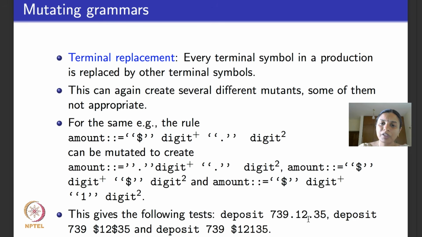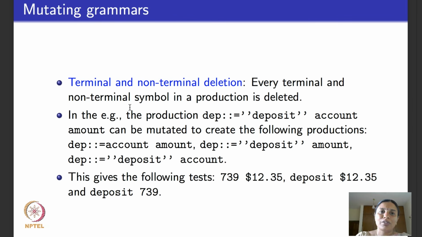If I apply the first mutant, I'll get a test case that looks like this. The program should figure out that this is junk input and handle it. Similarly, if I apply the second mutant, I get a test case which looks like this, which is also junk input, and the program should handle it. The third one is not a junk input. It says you deposit a fairly large amount into an account. If you have it, why not? The person is lucky.